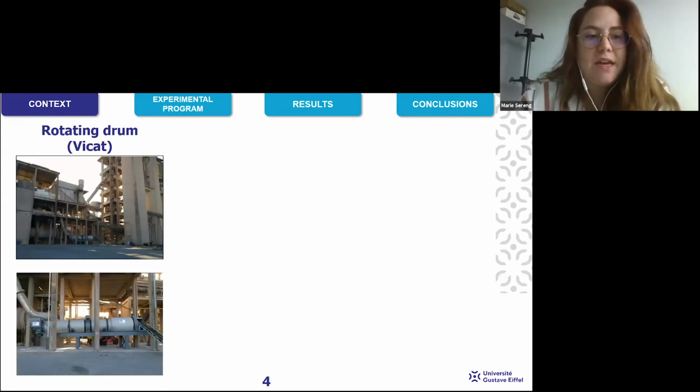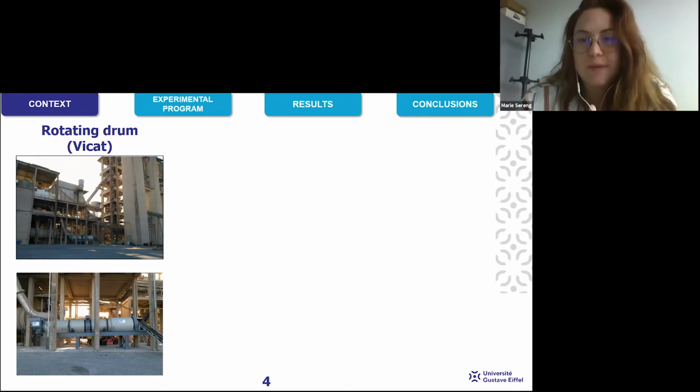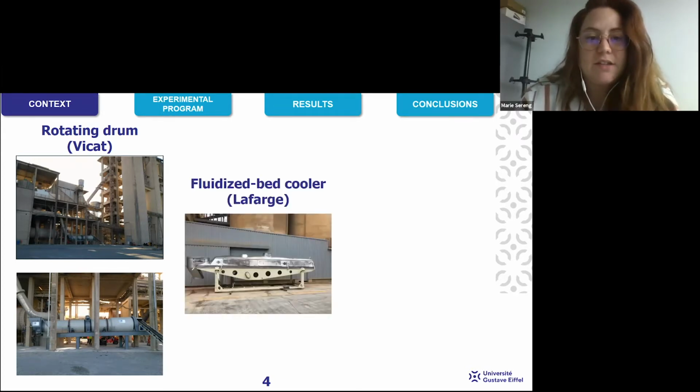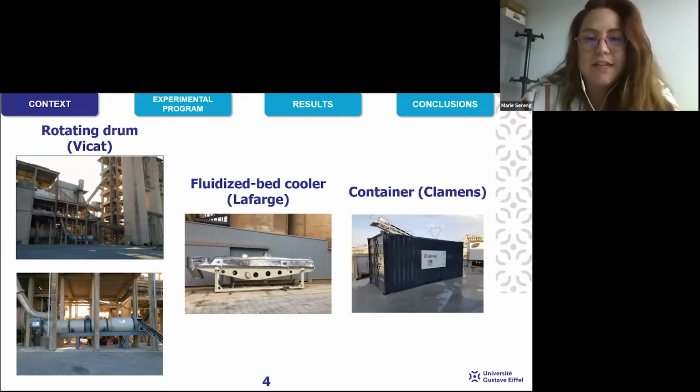For this, we have 3 industrial equipments which are used to determine and to verify the practical feasibility and application with high volume of RCA. The first equipment is the rotating drum at Vicat in France. The second is a fluidized bed cooler at Lafarge, also in France. And the third is a static process with a container at Clamas, also in France.